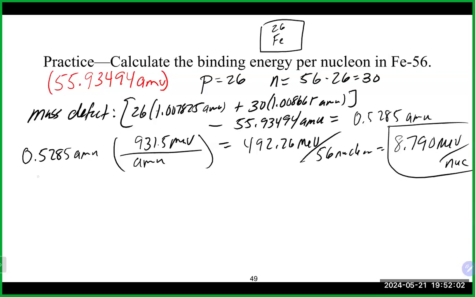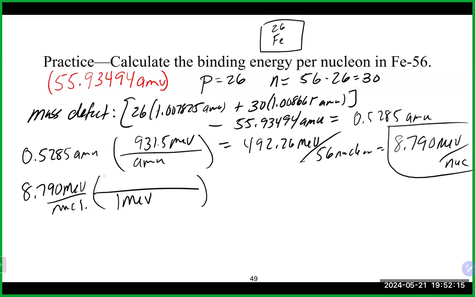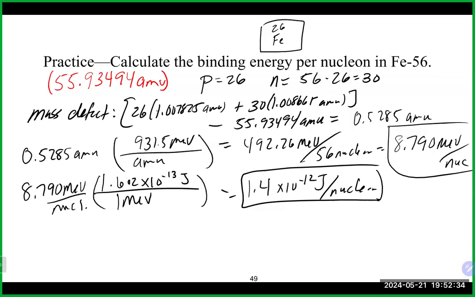We also could use that conversion there once again to get to joules. And that was our mega electron volt, 1.602 times 10 to the minus 13 joules. And again, using the whole number, my calculator gets me about 1.4 times 10 to the minus 12 joules per nucleon. Any questions on that one there?